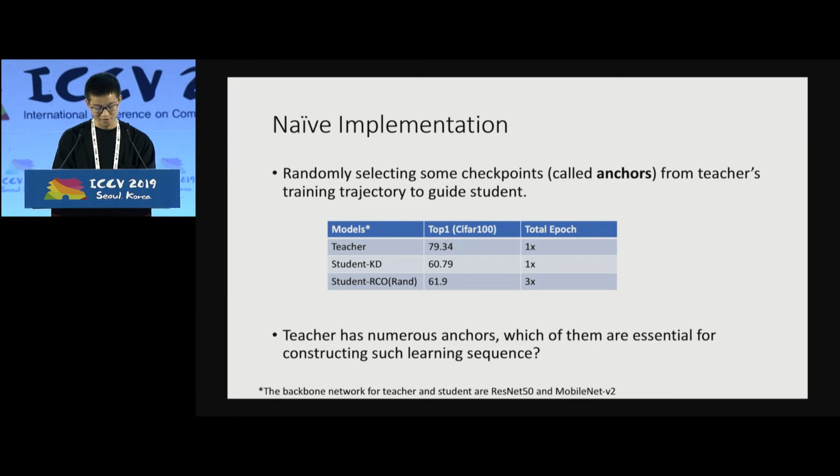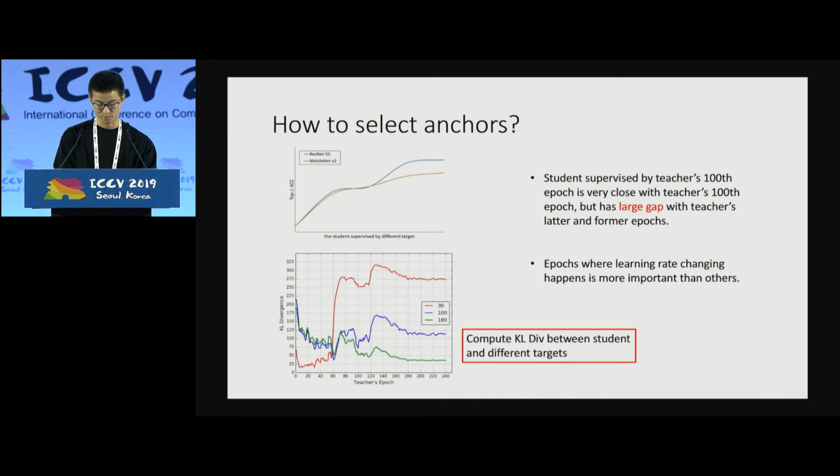Then we have another question. Since the teacher has numerous checkpoints, which of them are essential to construct such a learning sequence? To find the optimal learning sequence, one can search it with brute force. However, given n possible intermediate states, there are 2 to the power of n possible sequences, which is impractical to implement. A straightforward strategy is supervising the student by every state on the teacher's trajectory. However, it is too time-consuming since adjacent training states are very close to each other.